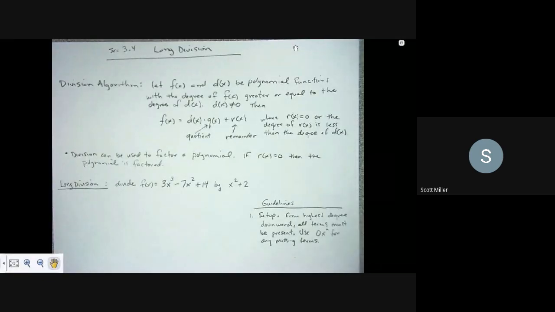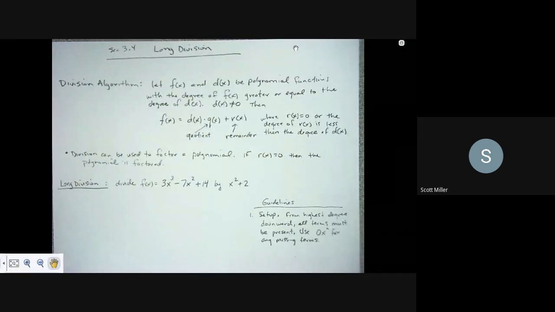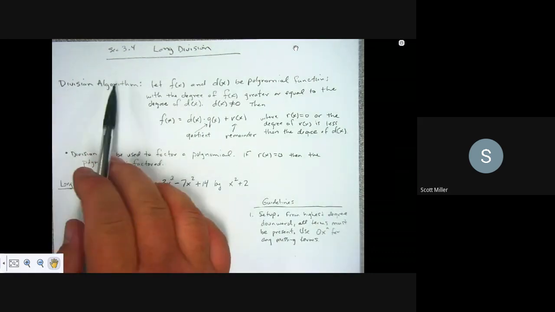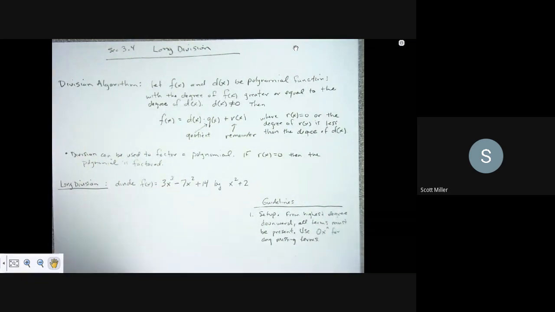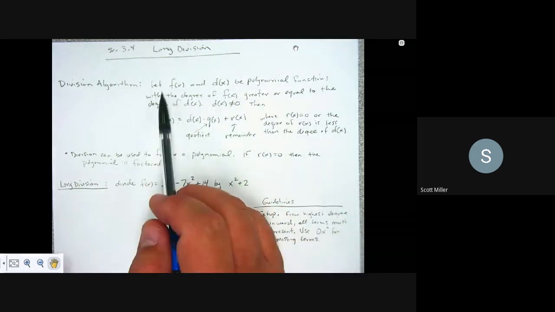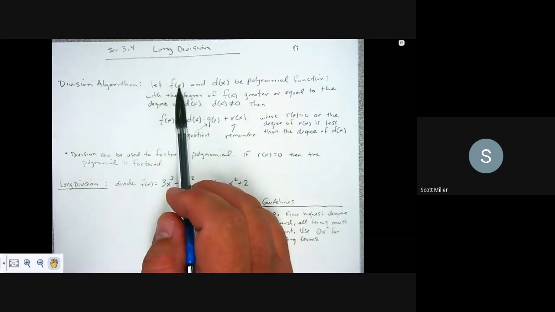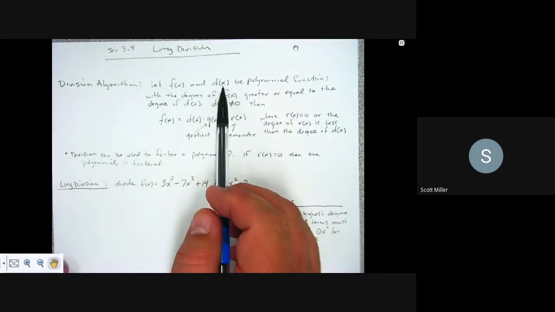Okay, this is a one-topic video for section 3.4 for long division. So what we're using is the division algorithm. This is what you kind of learned back in grade school, just didn't have the functions involved. So we're going to have two functions. We're going to have a function that we're going to divide and another function that's going to be the divisor. We're going to divide in, by.